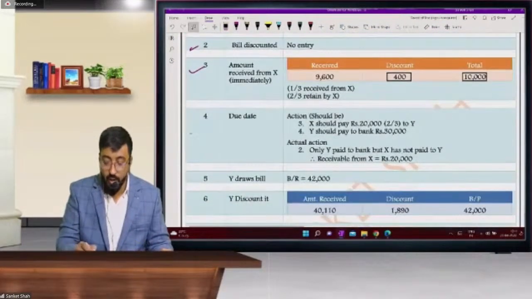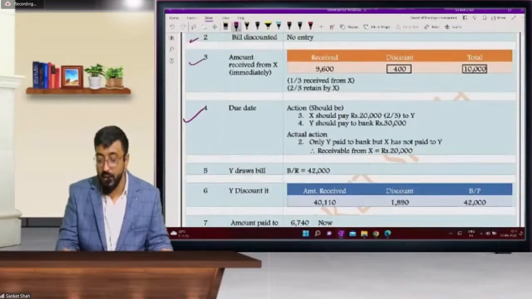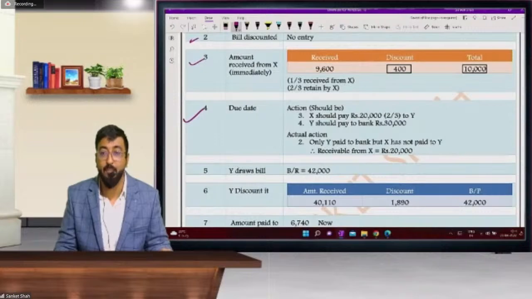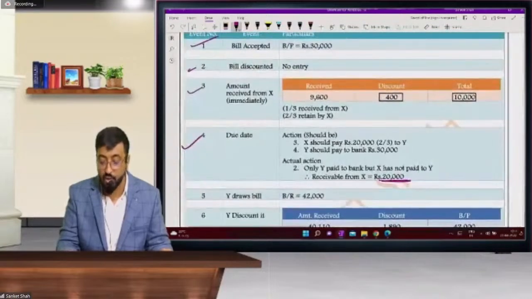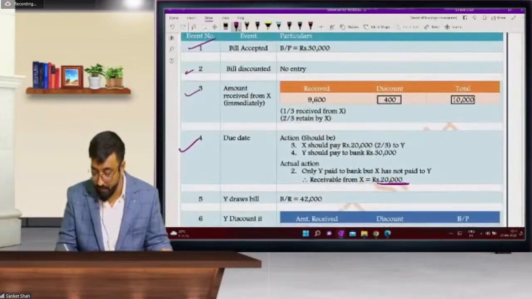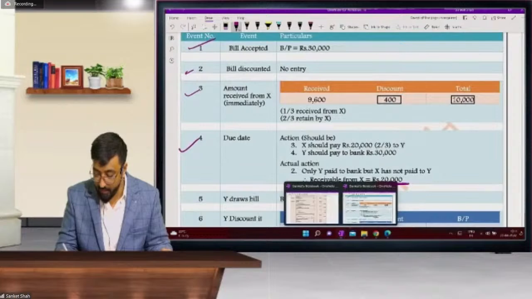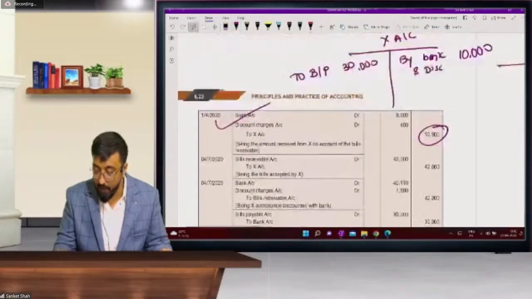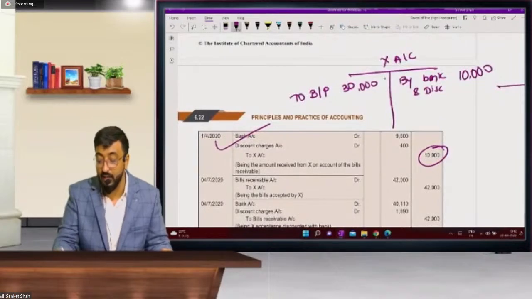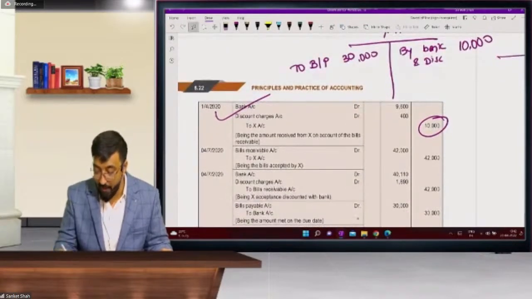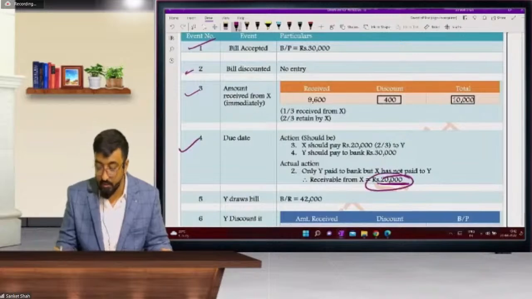On due date, what happened, beta? X should pay 20,000 and Y should pay to bank 30,000. But what happened? Only Y paid to bank. So receivable 20,000 from X. You understood it. So X ने पैसा ही नहीं दिया on due date. So you can see here, Y के बुक्स में अभी भी X अकाउंट में 20,000 डेबिट बैलेंस दिख रहा है. 30 minus 10, 20,000 is debit balance.